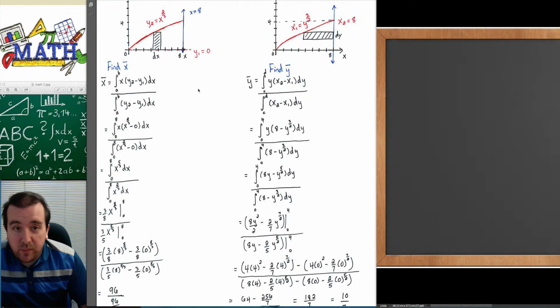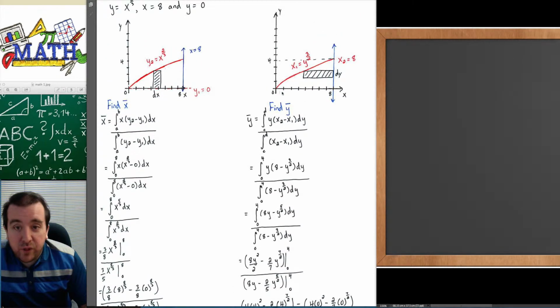So finding y bar, same thing. Notice I've redrawn the graph here. This time though we have to come at it from a different perspective, because now we're taking horizontal elements going from some bottom limit to some upper limit here.